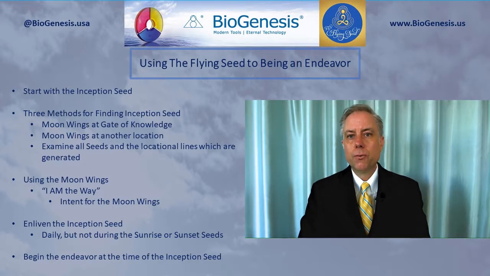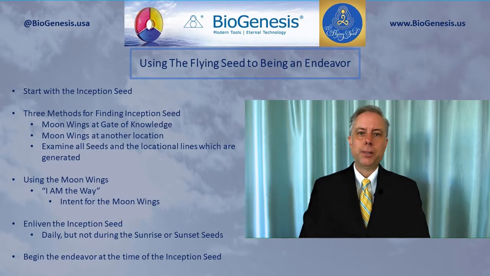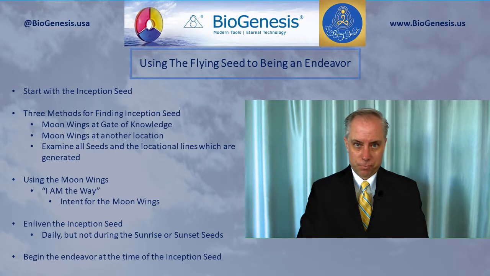Now, when you find your inception seed, you will go ahead and enliven that inception seed. Let's say that your next window of time for that seed, number 20 in our example for the inception seed, to become the daily seed, the active daily seed, is in 2 weeks' time. So what do you do between now and then? You just make sure that you're prepared to begin the process. And then every day, you go ahead and enliven that seed number 20 for our example.